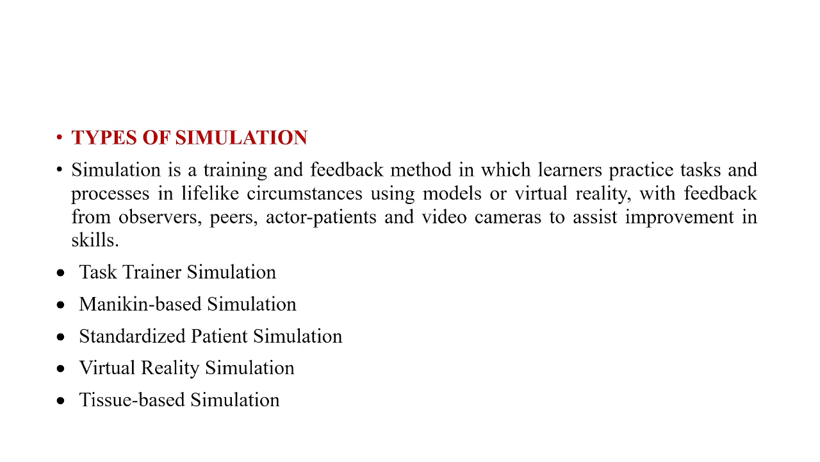What are the types of simulation? Simulation is a training and feedback method in which learners practice tasks and processes in life-like circumstances using models or virtual reality with feedback from observers, peers, actor patients, and video cameras to help improve the skills.